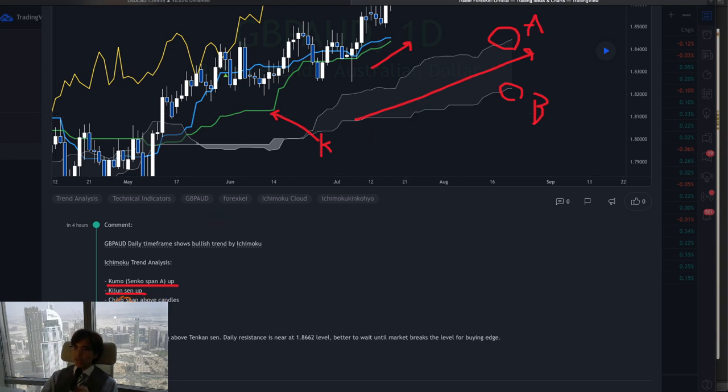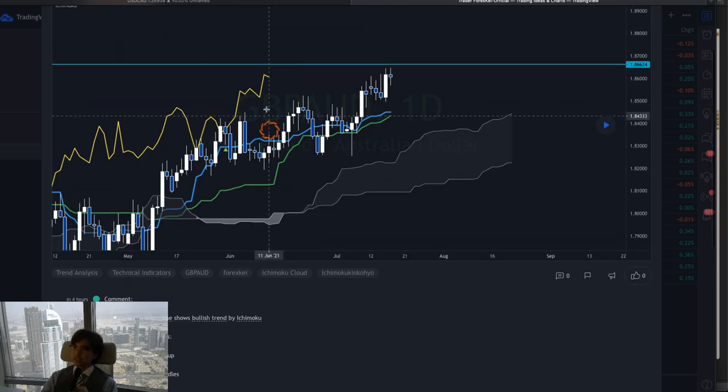And then I also added the Chikou Span above the candles. The Chikou Span is a yellow line, and it is above the candles right now, and this also shows bullishness. So we have three confirmations for the bullishness, and I expect the market to go up continuously. But since there is a resistance level in the daily chart at 1.86624, and the price is too close to the resistance, we better wait until the market breaks and retests, and goes up this way, and look for a buy chance.